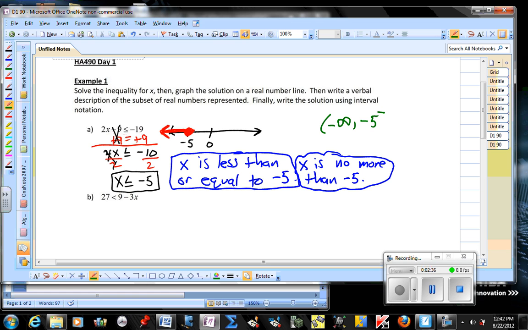That is included, so we'll use a closed bracket. Closed brackets include the endpoint. And parentheses do not include the endpoint. And that's how we can use interval notation.